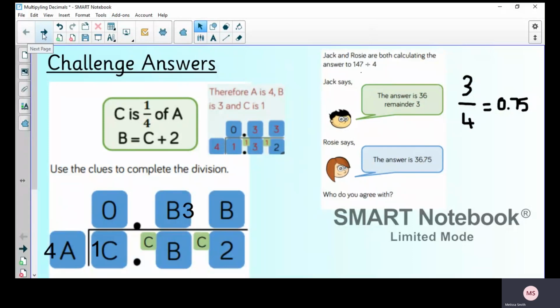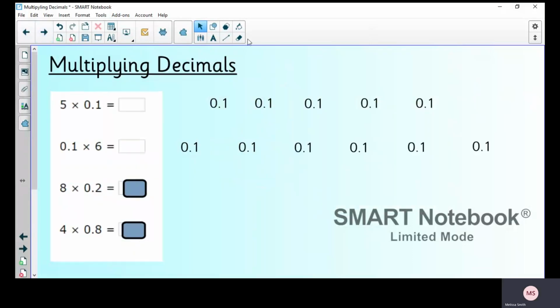Let's have a look at today's lesson. So today we are multiplying decimals. We're going to be using a few of the skills that we looked at yesterday in dividing to help us with today's task. First question here, 5 times 0.1. We can see multiplication as repeated addition. So here I have written out 0.1 5 times. So if we add 0.1, add 0.1, add 0.1, add 0.1, add 0.1, what would we get? We'd get 0.5. 5 times 0.1 is 0.5.